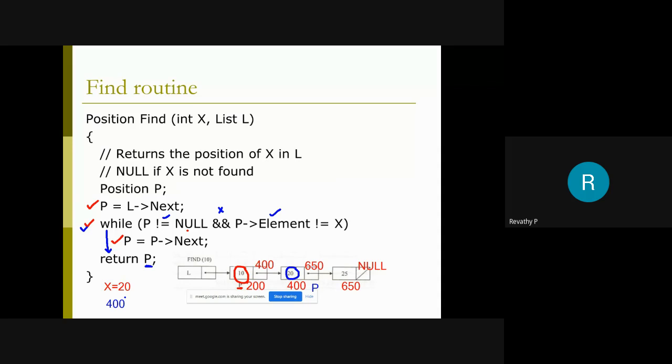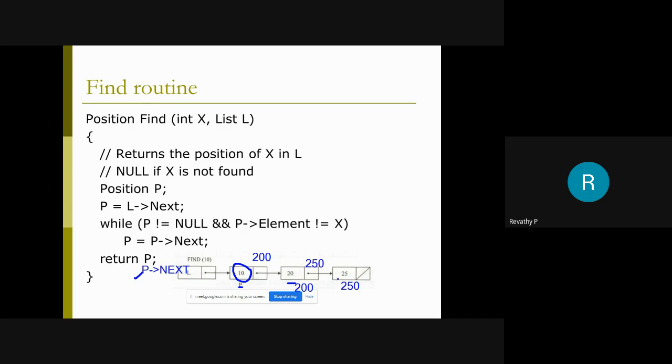Now when you want to do find next, the same way, if I find an element, say I want to find the next of this 10, meaning this node, I can just return p of next. When this is my node and I find this 10, the next node I can get from p of next. Assume the address of this is 200 and the address of this is 250. So if I want to find the next address of this 10, I can use p of next, which is nothing but 200. So I have to return only 200.